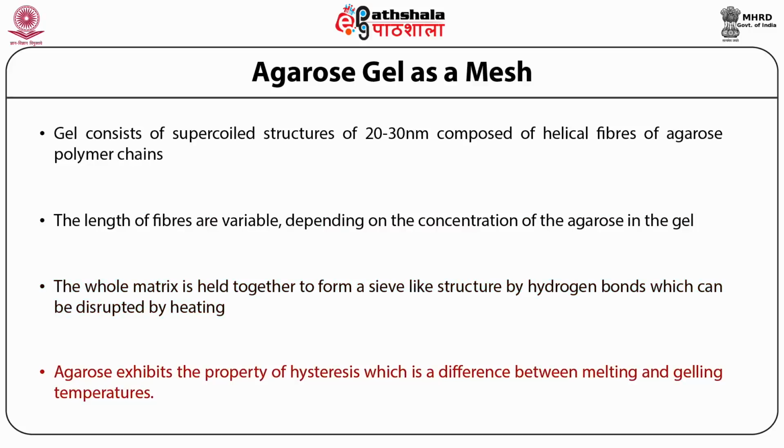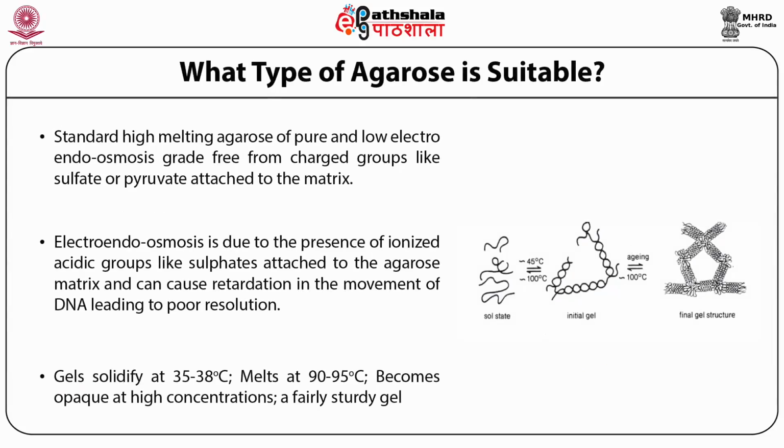Agarose exhibits the property of hysteresis, which is the difference between the melting and gelling temperatures. What type of agarose is suitable? There are different classes of agarose used in electrophoresis. The first is the standard high melting agarose.